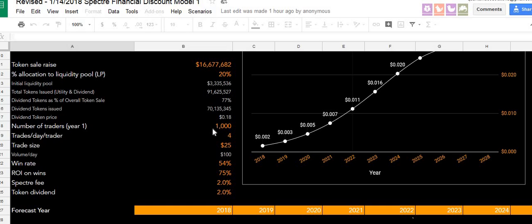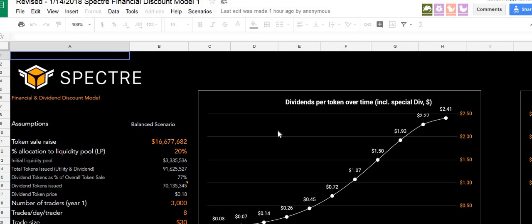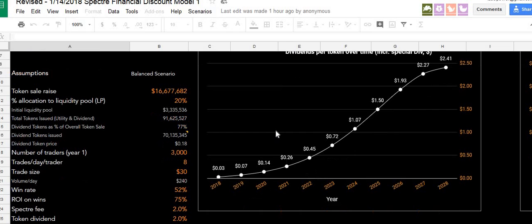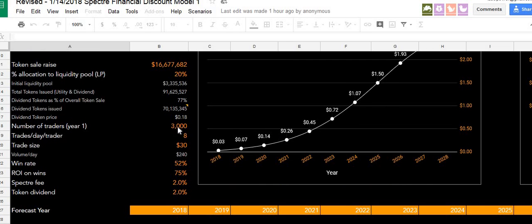They're also assuming the number of traders per year. Sorry, that's the bearish one. Okay, so for the first spreadsheet that I built, I used their balanced versions. They have 3 forecasts: a bearish, a balanced, and a bullish. We're going to look at the balanced and have a quick look at the bullish if you really want to get excited. Some of the assumptions they're making are 3,000 traders in year 1, 8 trades per day per trader, $30 per trade with a total trade volume per day of $240 per trader, a win rate of 52%, and an ROI of 75% on those wins.